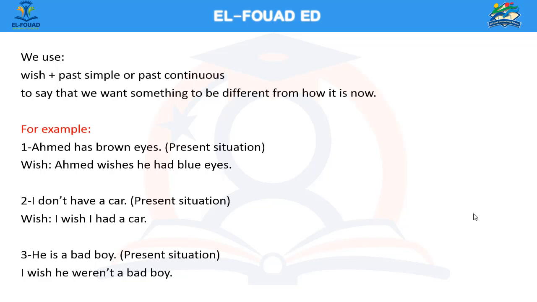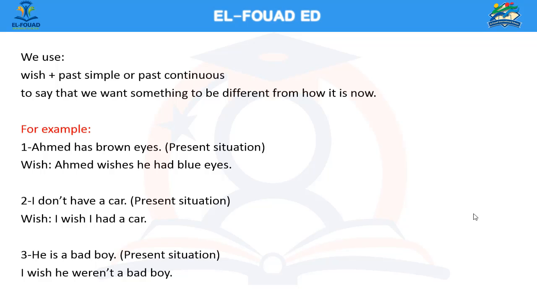How come? If I say Ahmed has brown eyes, this is his present situation. Now Ahmed has brown eyes, but he wants to have another color for his eyes. So he wishes he had blue eyes. I transfer the verb into the past. So when I use wish about the present situation, I use I wish, he wishes, she wishes, and after that the subject, and after that the past form of the verb, be it past simple or past continuous.